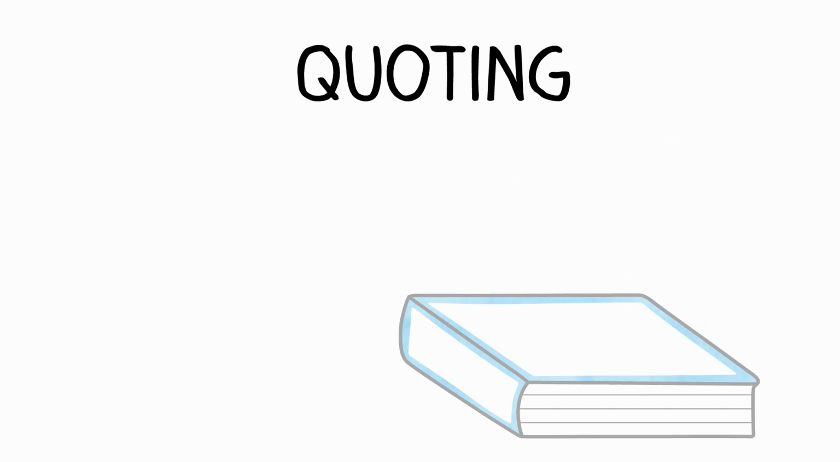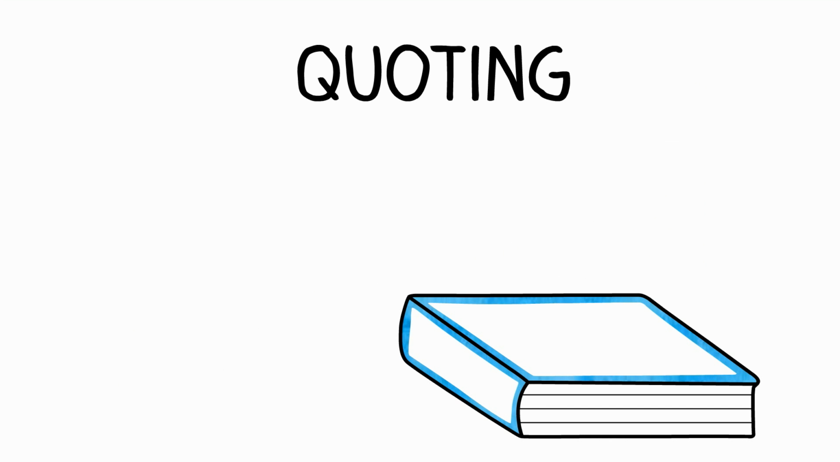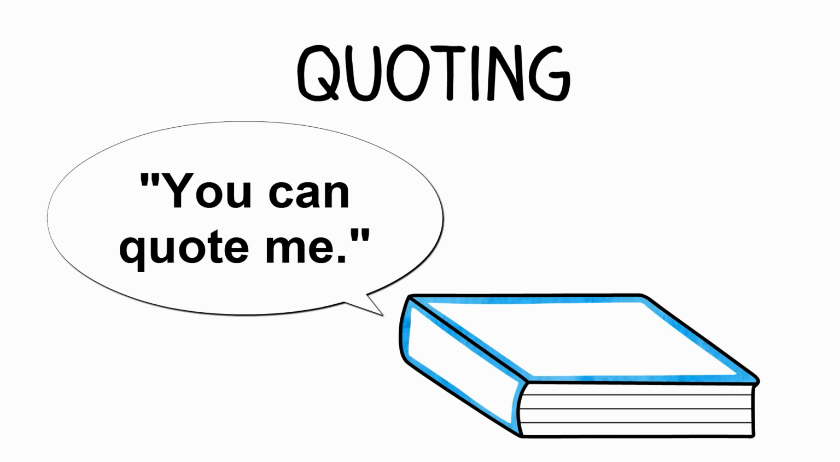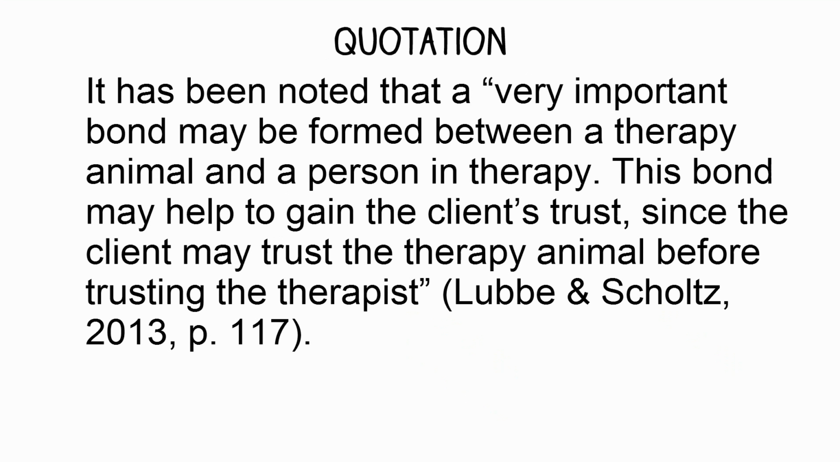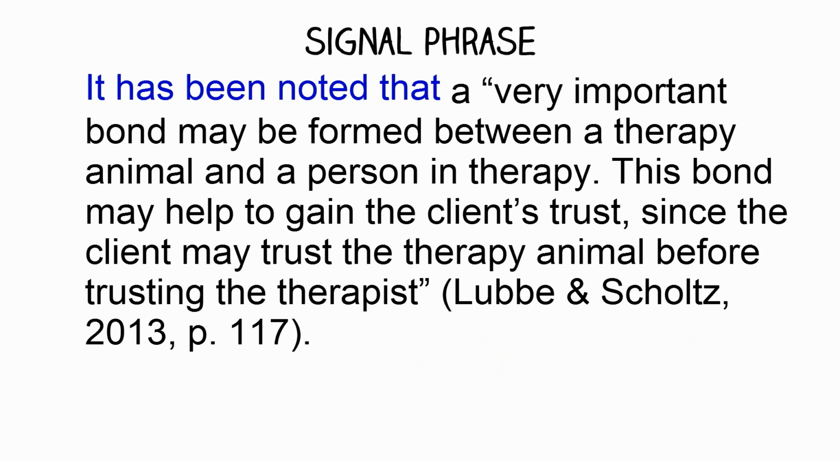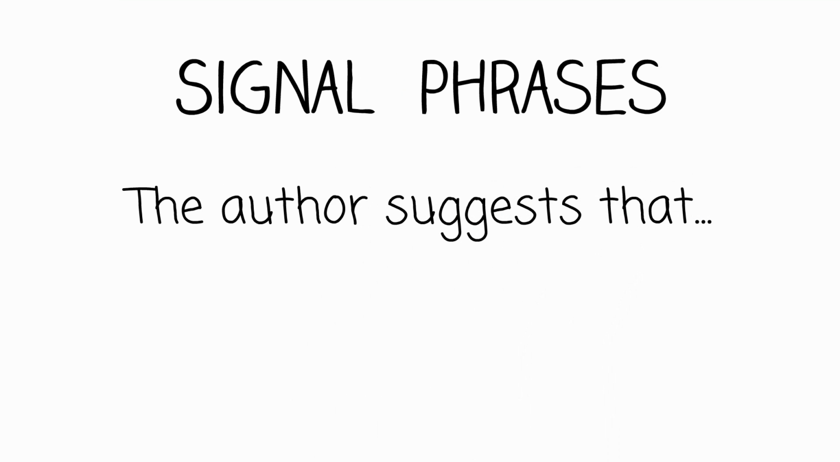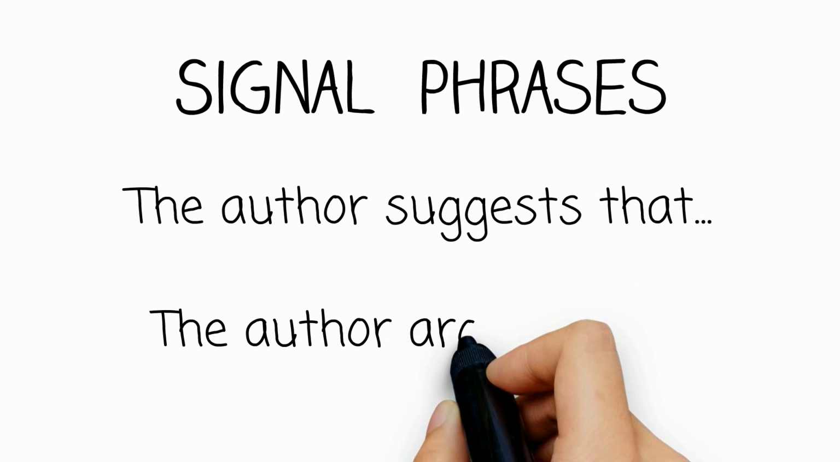Quoting. Quoting is using an author's words exactly as they appear in the source and using quotation marks or block indenting. For example, here is a quote from a journal article. The quote is introduced with a signal phrase, which indicates that you are about to include a direct quote, paraphrase, or summary. Two common signal phrases are the author suggests that and the author argues that.